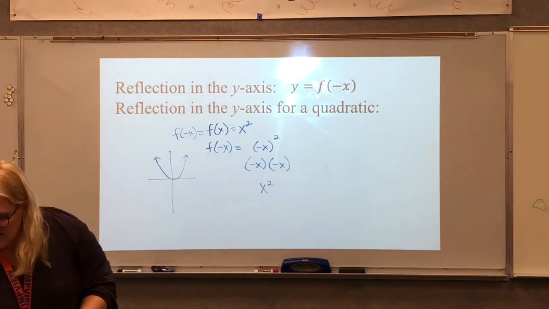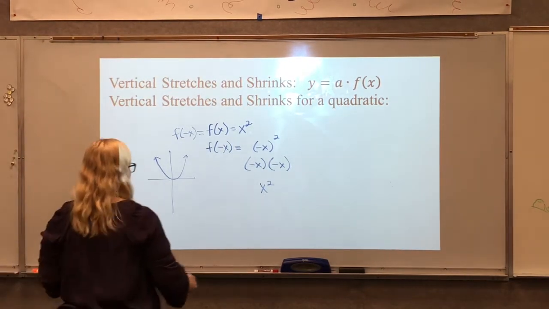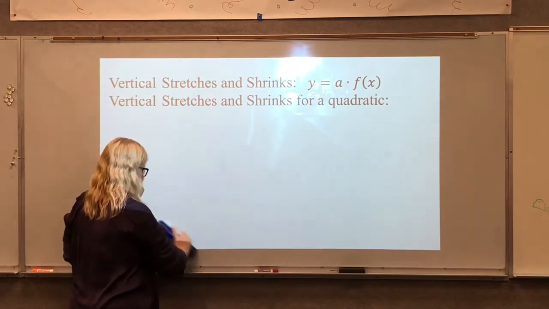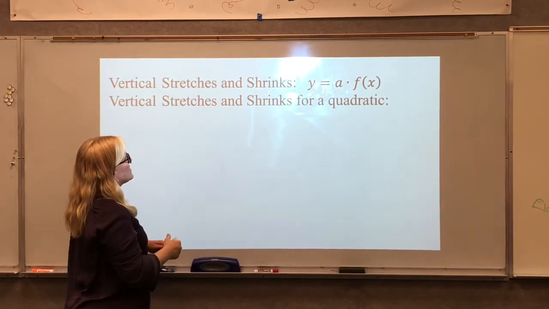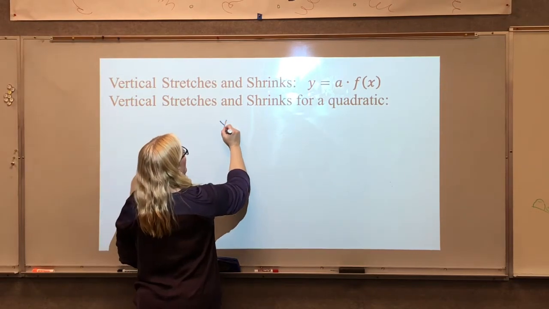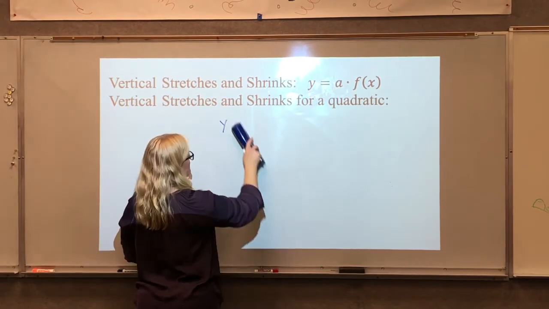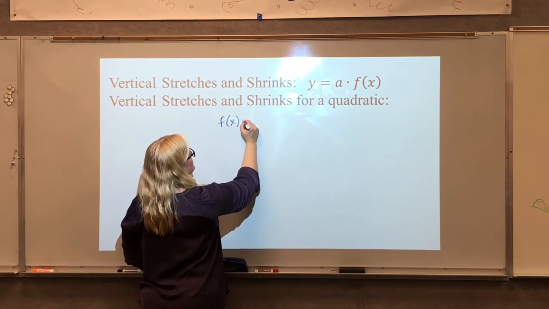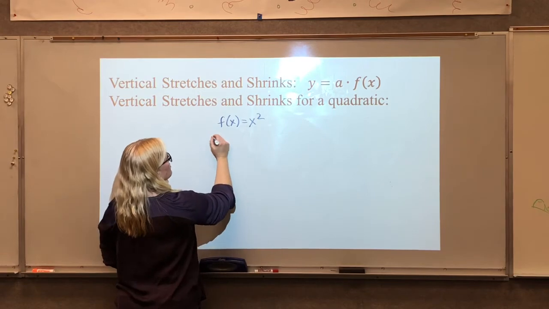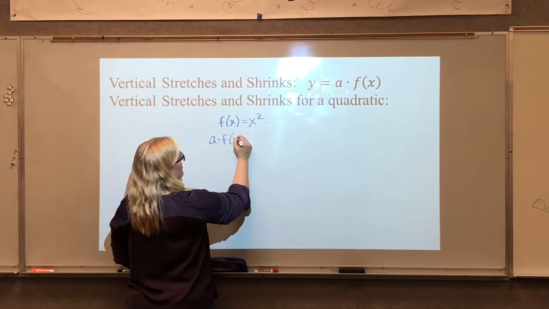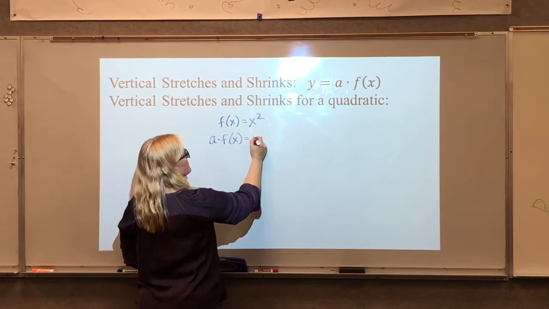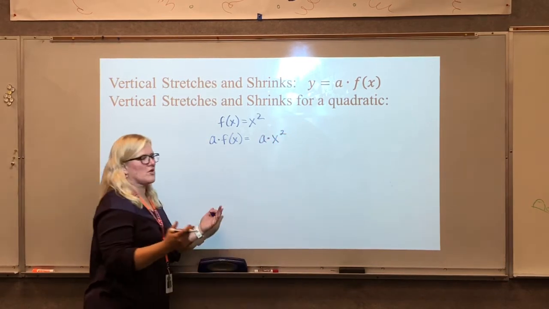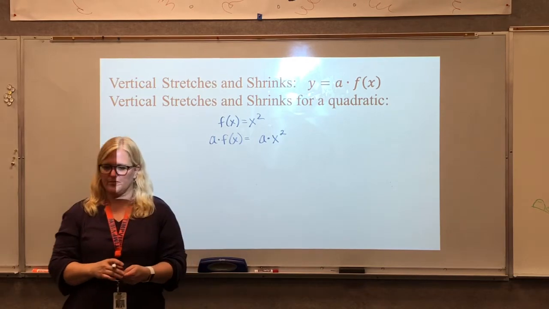All right, lastly, we have vertical stretches and shrinks. We have f of x equals x squared. And if I'm just gonna throw a constant out there in the front, a scalar, then this is just gonna be a times x squared. So that one's pretty straightforward too.